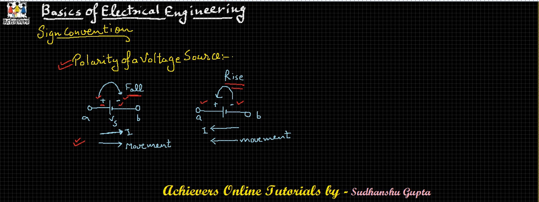So if we are moving from B to A, there is a rise, and this rise is represented as the magnitude of the voltage source, that is Vs. Whereas if we are moving from A to B, there is a fall, and this fall is indicated by minus Vs.